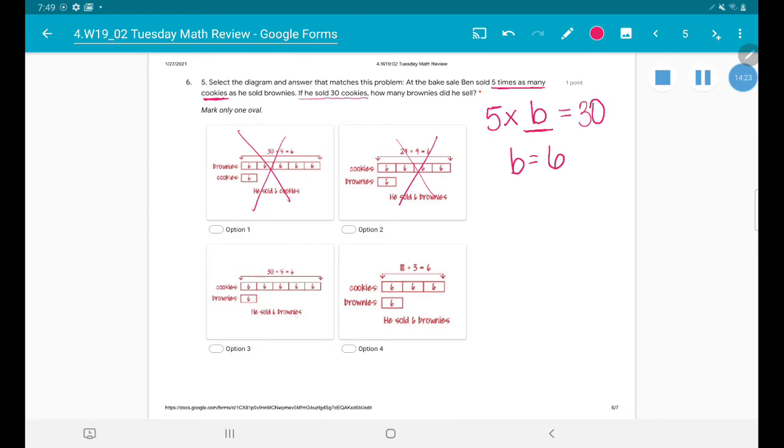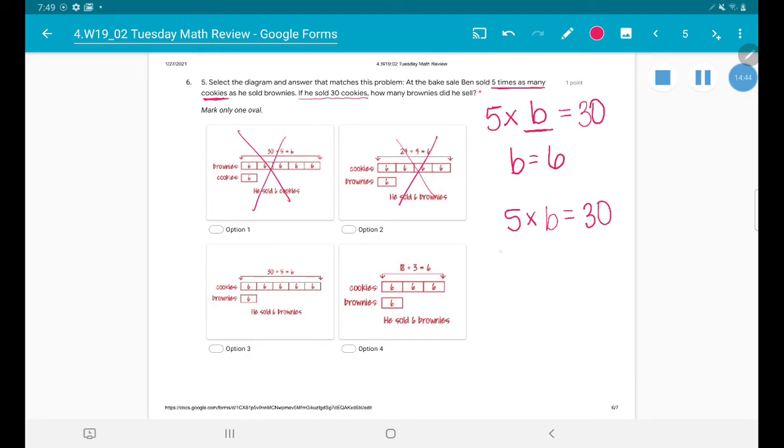If I look at option 3, it says that he sold 6 brownies. We found that to be true up here. We started with 30 cookies and divided it by 5 and said that equals 6. Let's look at the equation that we wrote. We said 5 times something, the number of brownies, is equal to 30.